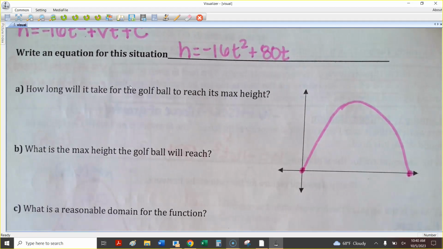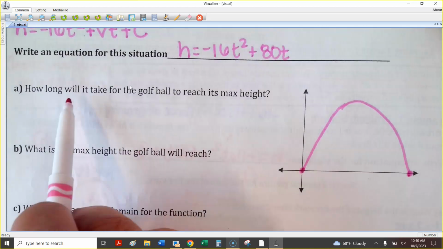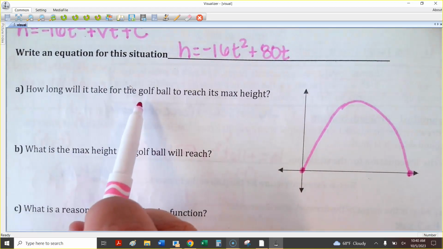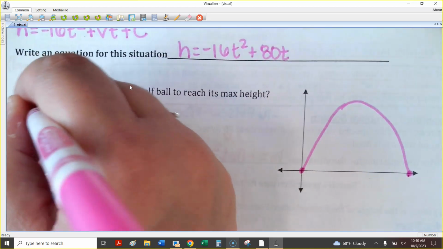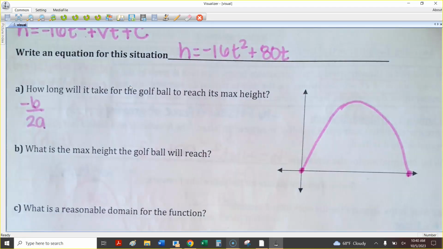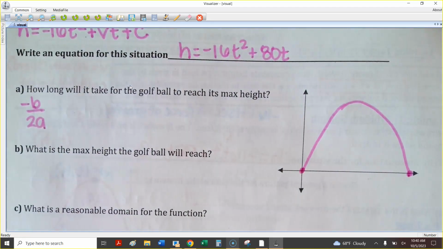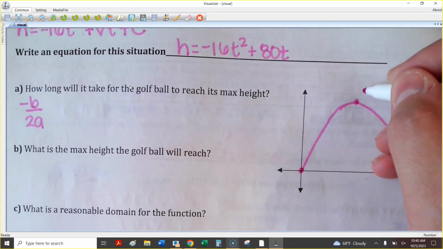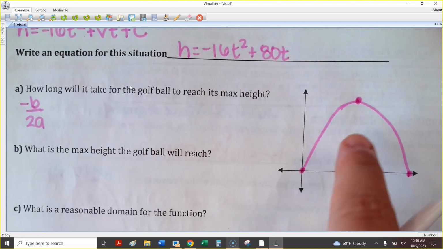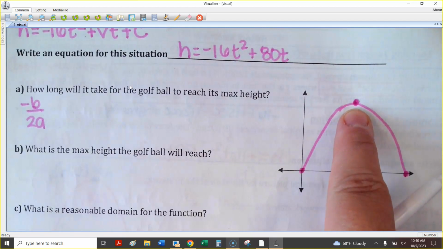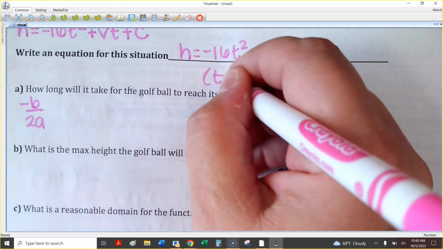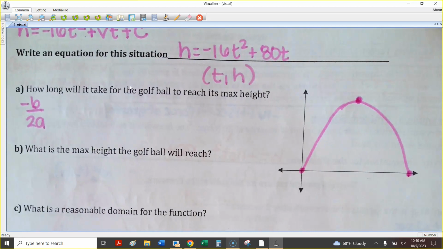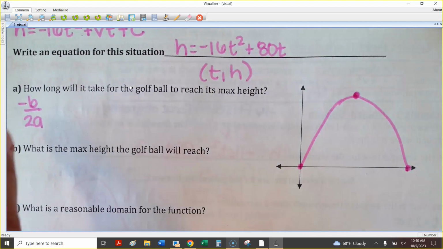All right. As you do this, it says, how long will the golf ball take to reach its maximum height? Maximum or minimum is just asking you for the vertex. This is just going to be negative b over 2a. How long is the time? When I get to the vertex here, the time is set up to be the x coordinate. So it would just be time and then height. That's the format for any point that I'm going to have on this graph. So if I find this, I'm finding the time.